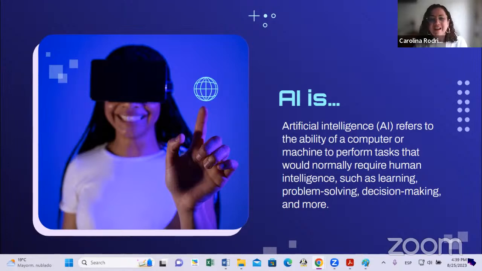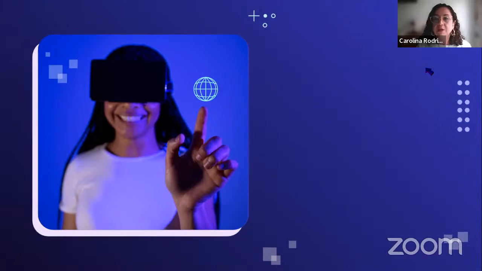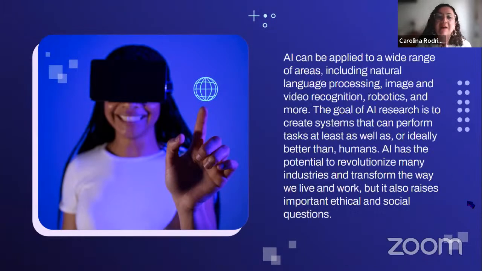Okay, now we have all these tools that do all these things, right? So one more thing here. AI can be applied to a wide range of areas, including natural language processing, image and video recognition, robotics, and more. This is being scary because now people are misusing artificial intelligence with fake news. There was this huge problem about that.